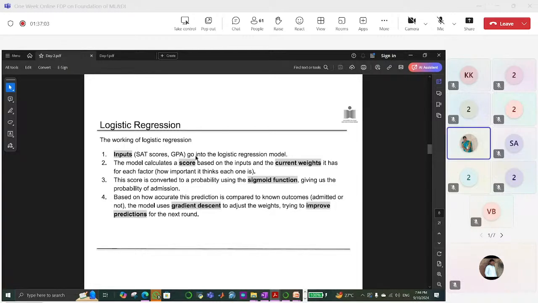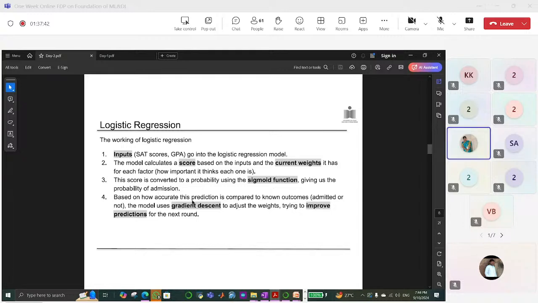Input SAT scores and GPA go into the logistic regression model. The model calculates the score based on the inputs and the current weights. So y equals w1x1 plus w2x2 plus b. We need to assume initial weights, and based on the input data set x values we calculate the score. This score is converted to a probability using the sigmoid function, with values less than 0.5 and greater than 0.5, so we can convert it into probabilities.